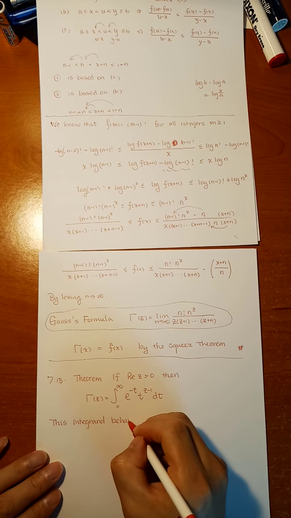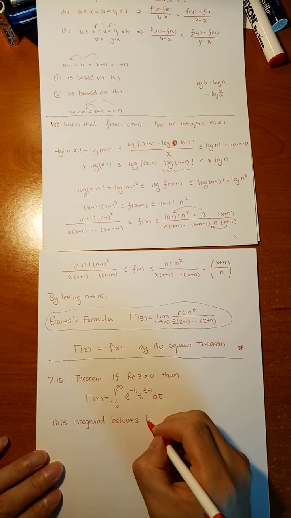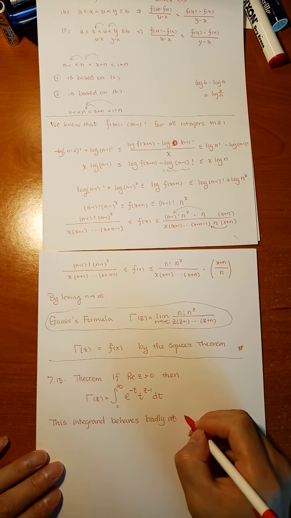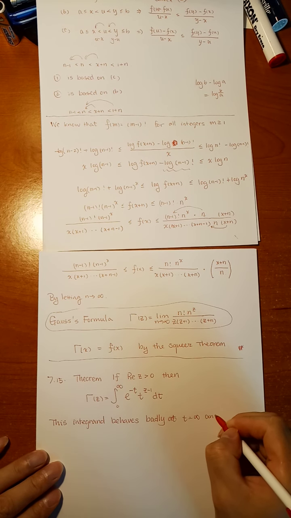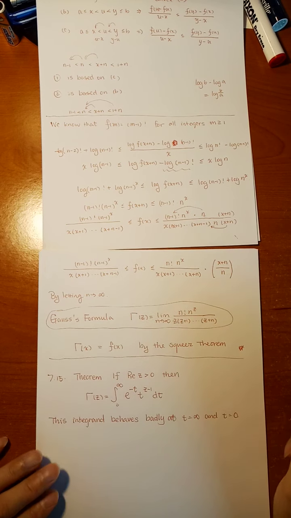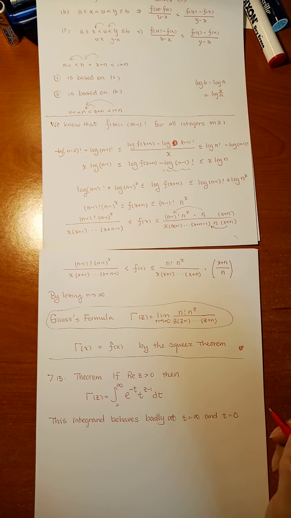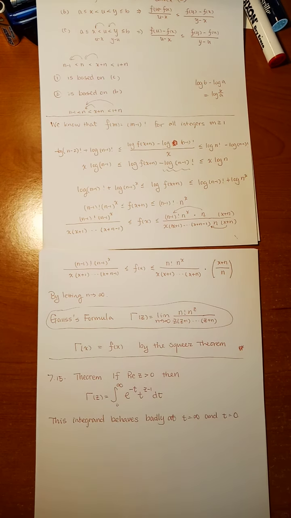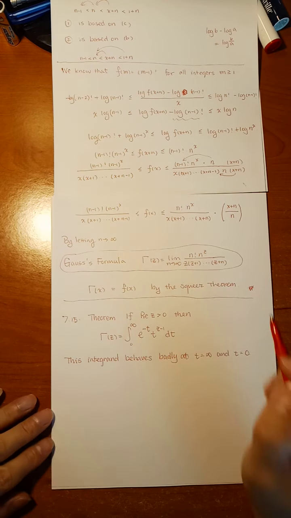behaves badly at infinity and 0. At t equal to 0 and t equal to infinity, it behaves badly. So we are going to show this is correct, but in order to show this, we need some lemmas. We need some lemmas in order to eventually prove theorem 7.15.